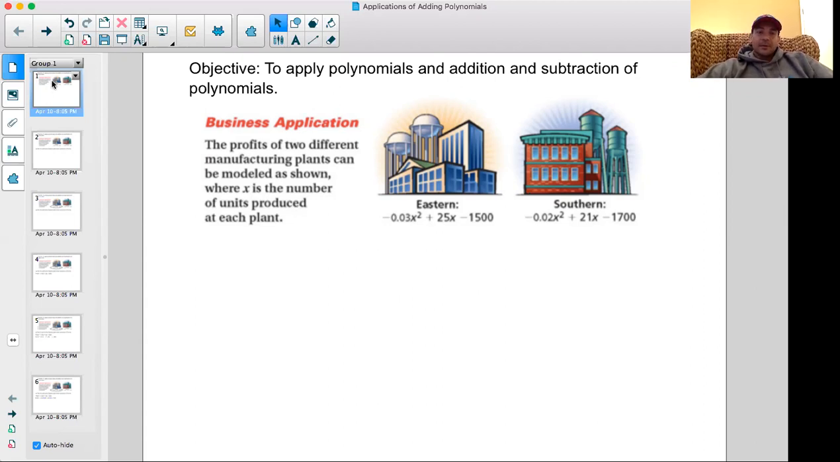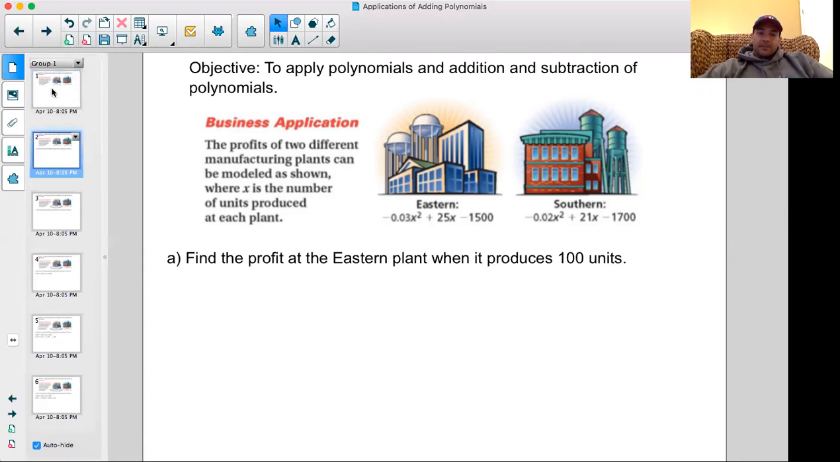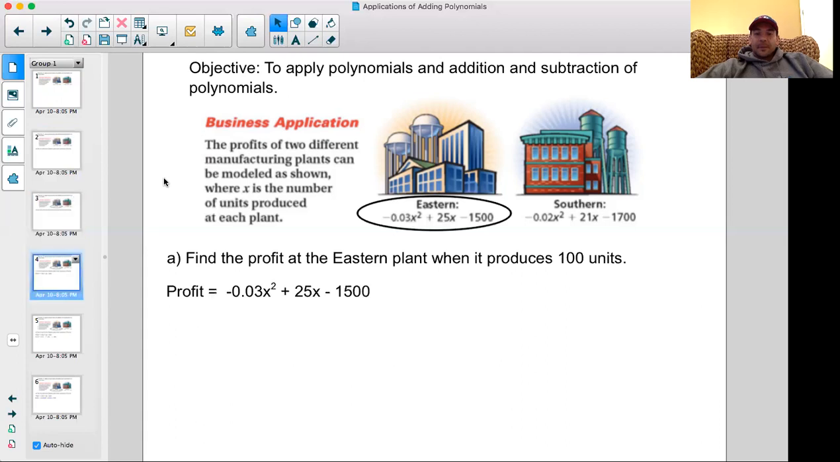Let's see what we're asked to do. In our first example, we're asked to find the profit at the eastern plant when the eastern plant produces 100 units. So this is exactly the purpose of having a model. If you know the model and then down the line you figure out how many units are produced, that number of units becomes something that you can substitute in for X, and all of a sudden this thing is no longer a mystery algebra expression. It becomes a value, a number, a profit. So this is the polynomial of interest right now, and it represents profit at the eastern plant.